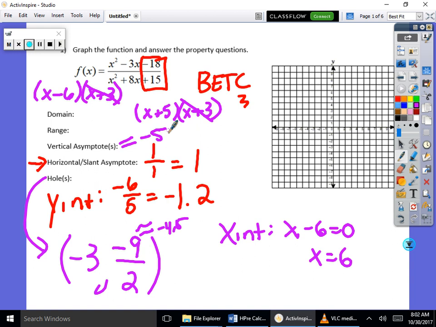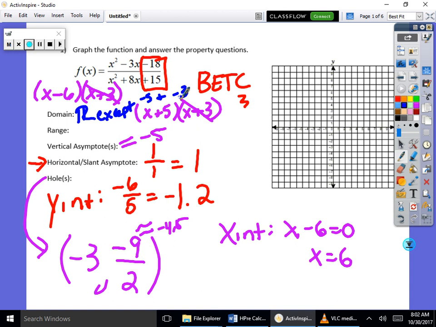Now, my domain is everything except for what? Negative 5 and negative 3, right? It's not going to be a hole, and it can't be an asymptote. Okay? So I am fine with you writing all reals except for negative 5 and negative 3. Or you can do negative infinity to negative 5, negative 5 to negative 3, negative 3 to infinity. You can write it out the long way. I don't care which way you do it. I'm being a little lazy today, so I'm going to do the shortcut. So all reals except negative 5 and negative 3.